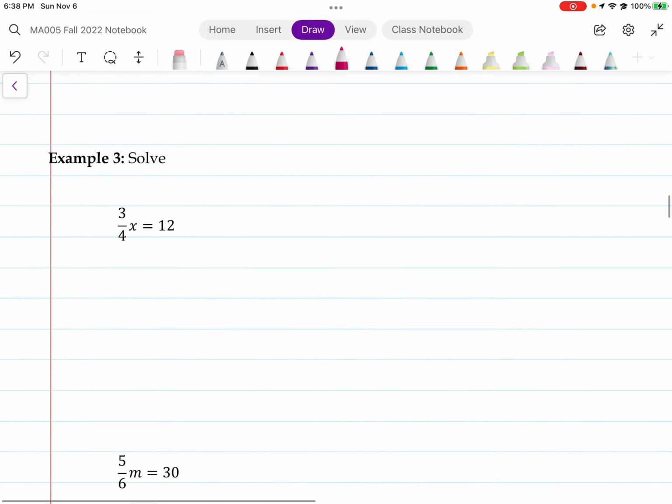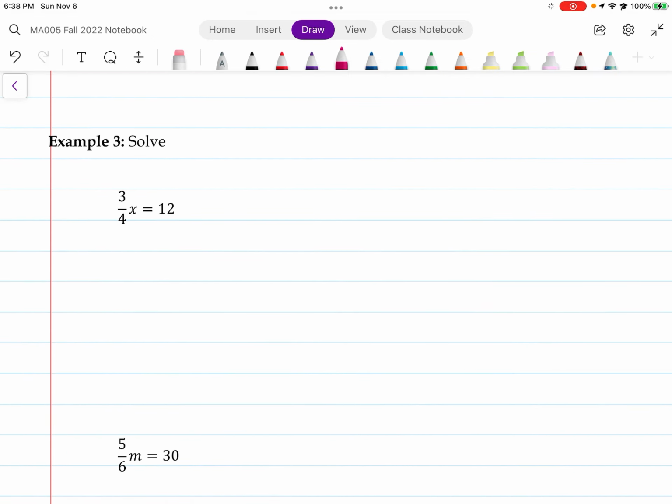So in order to solve an algebraic equation that has a fraction in front of our variable, we need to use the reciprocal. That's the key here. So we need this 3/4 to go away. We want the x to be alone. So we need to multiply by 4/3 on both sides. So remember the 12 is just 12 over 1. Or you can use your calculator, however you like to do it at this point. And I know that 12 over 3 is 4. So 4 times 4 is 16.